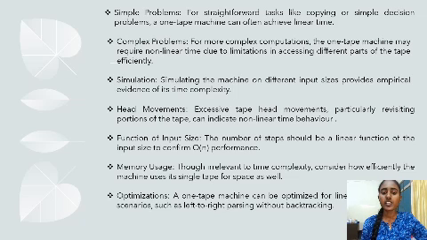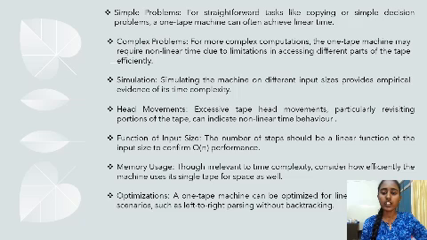Simulation. Simulating the machine on different input sizes provides empirical evidence of its time complexity. Head movements. Excessive tape head movements, particularly revisiting portions of the tape, can indicate non-linear time behavior. Function of input size. The number of steps should be a linear function of the input size to confirm big O of n performance.